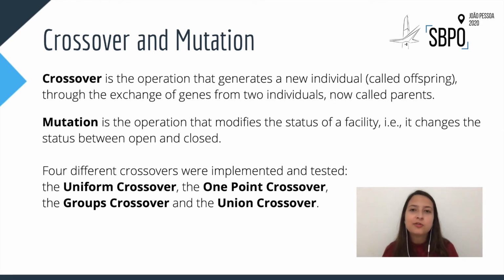The groups crossover identifies clients which are connected to a common facility in both parents and defines them as a group. If a group was connected to the same facility in both parents, this facility is open in the offspring. Otherwise, we find the facility which minimizes the cost of connecting that group and open it in the offspring. And the union crossover copies all open facilities of each parent to the offspring, keeping the others closed.